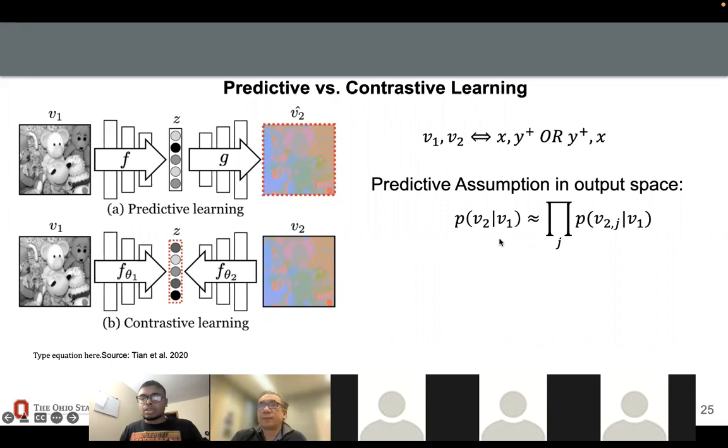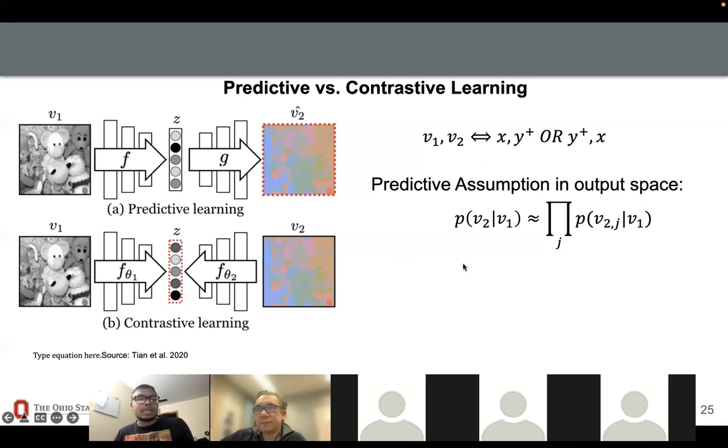The authors conjecture a couple of hypotheses. They don't really verify them, but they propose these as possibilities. One of them I'm listing here; the other did not make sense to me, so I'm skipping it, but you can refer to the paper. One thing they mentioned was that whenever we do predictive learning in deep learning, we assume that at the output node, all the samples of V2J, in this case the image pixels of V2, are totally independent given the complete image V1. And this independence assumption is not there while forming the latent Z of contrastive.